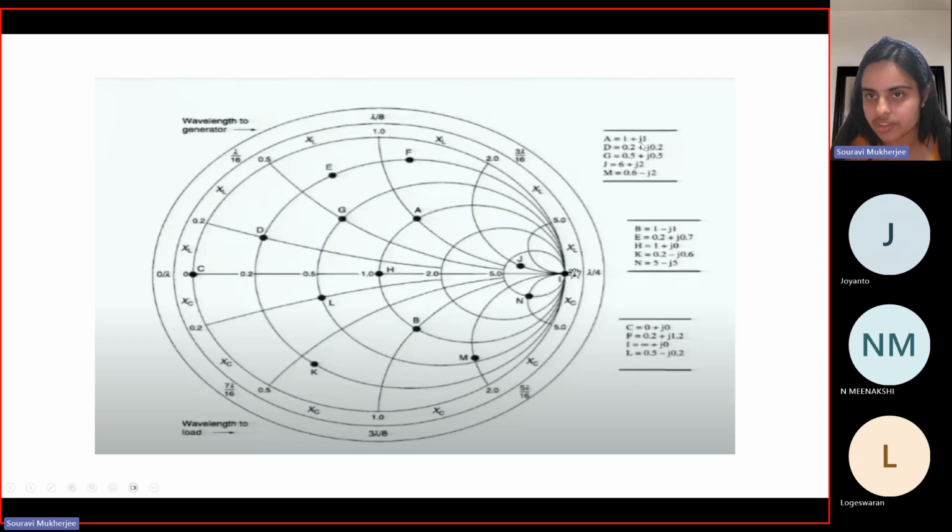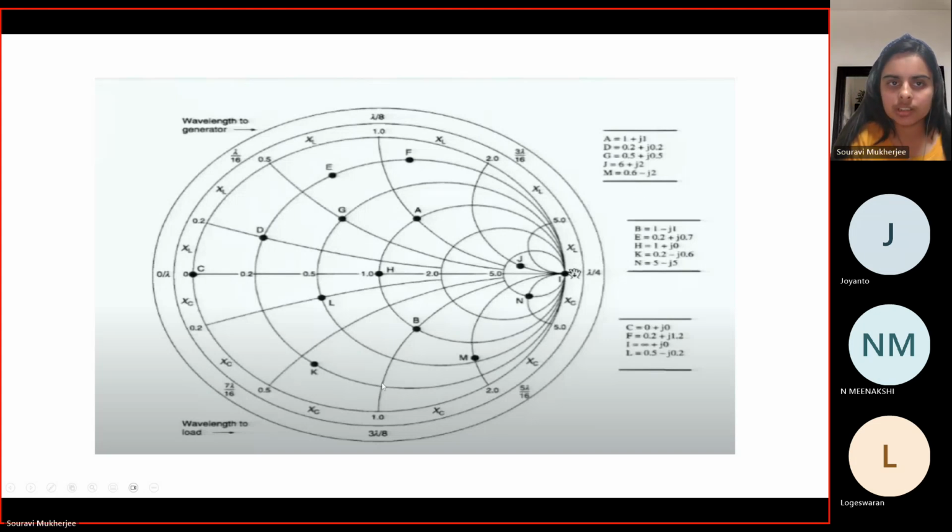Now, here it is written j1. That means you have to consider these arcs and see where it is 1. So again, this corresponds to the reactive part being 1. Similarly, you can see where these two lines meet, and this is your point. So this corresponds to this impedance. Similarly, you can have different impedances and plot them on the Smith chart.